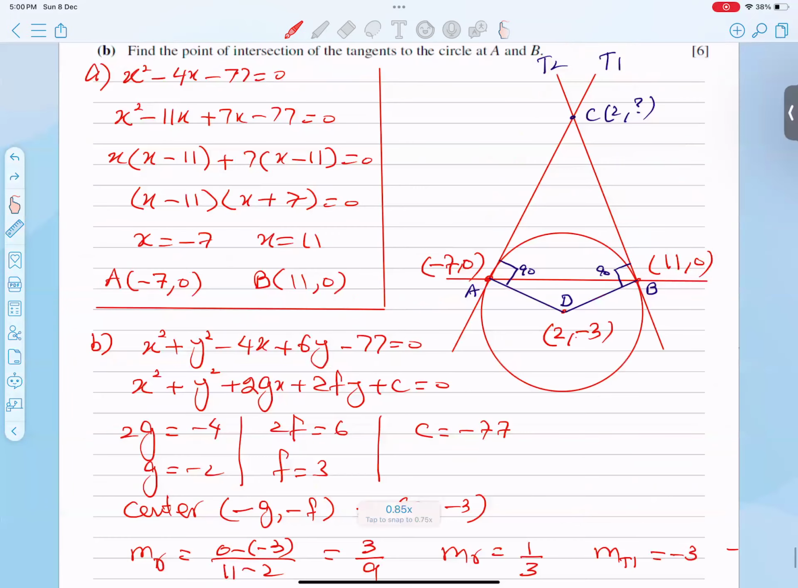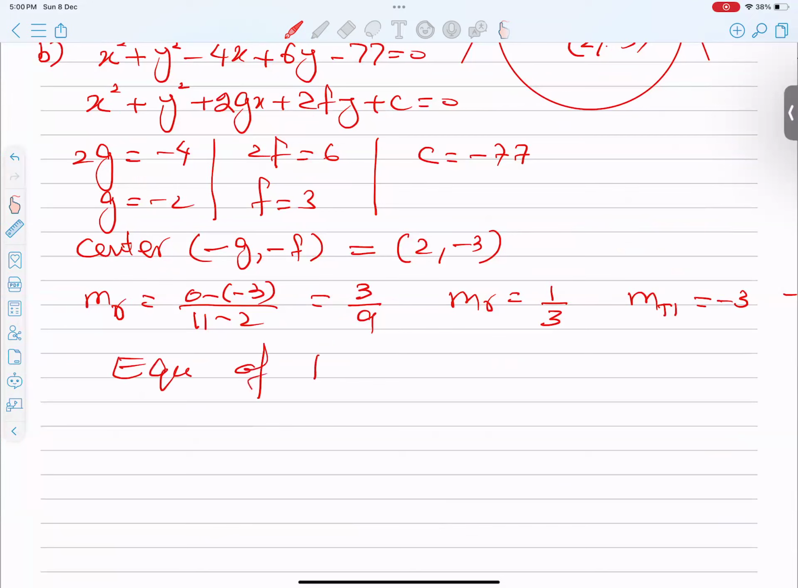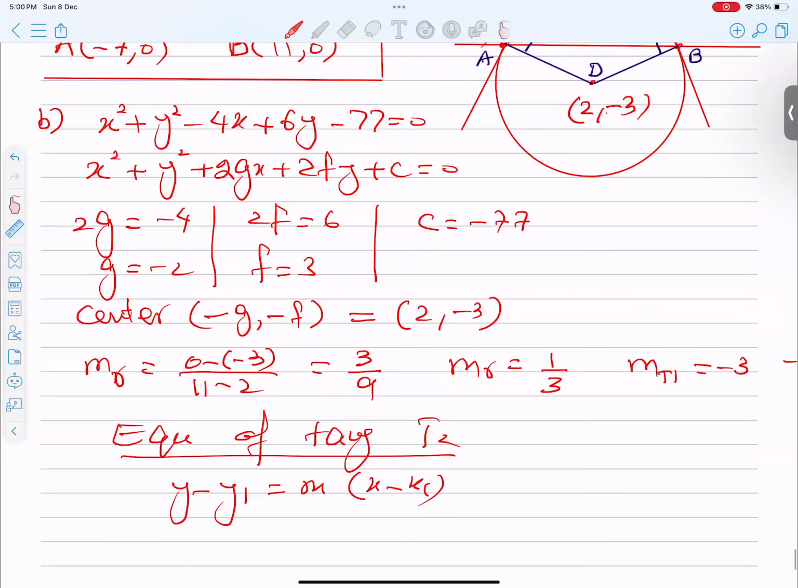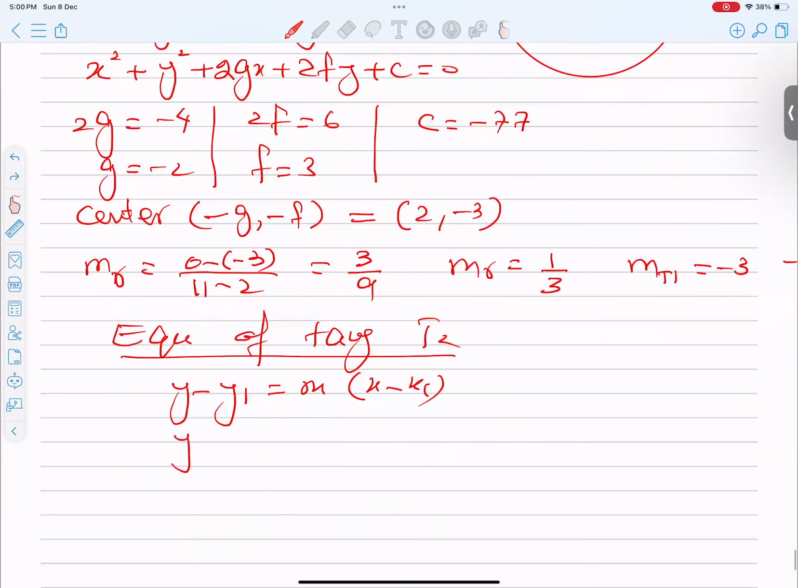So the equation of tangent T2, which I'm finding now. Formula, obviously you know it, y minus y1 equals m times x minus x1. So which point will I use? Naturally, 0 will come in the place of y1, 11 will come in the place of x1. So y minus 0 and x minus 11, and this gradient comes from here. So Alhamdulillah Rabbil Alameen, I got minus 3x plus 33. And this is the equation of tangent.